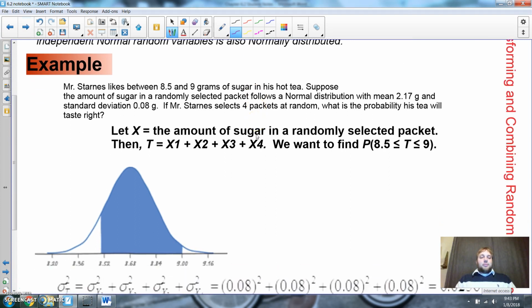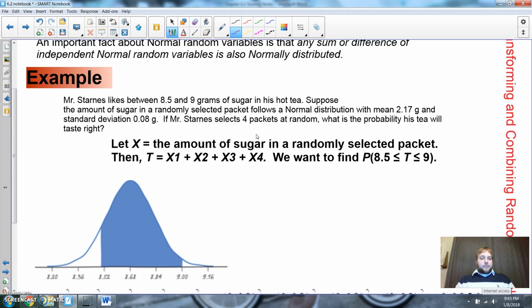All right. Mr. Starnes, he's the author of our book, likes between this many and 9 grams of sugar in his hot tea. Suppose the amount of sugar in a regular selected packet follows the normal distribution. So the mean of 1 pack is this, and a standard deviation of this. If Mr. Starnes selects 4 packets at random, what's the probability his tea will taste just perfect?